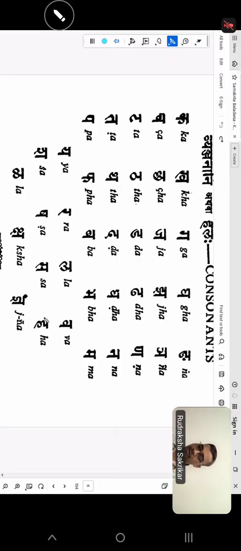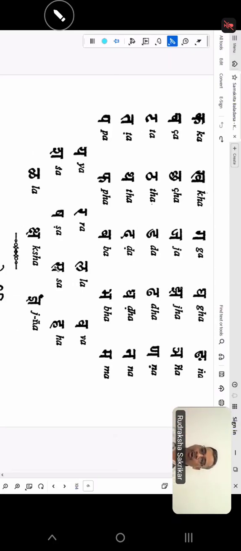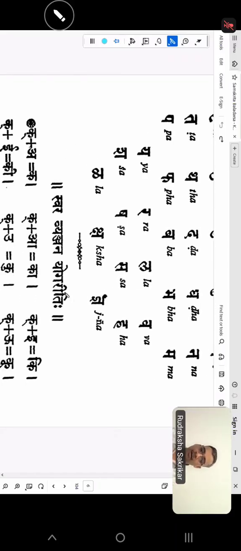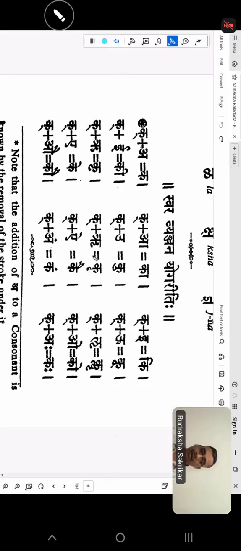In all the letters written here, there is a vertical line somewhere. So that vertical line is basically the symbol of akara added to that consonant, because without adding akara, it is not possible to articulate them.